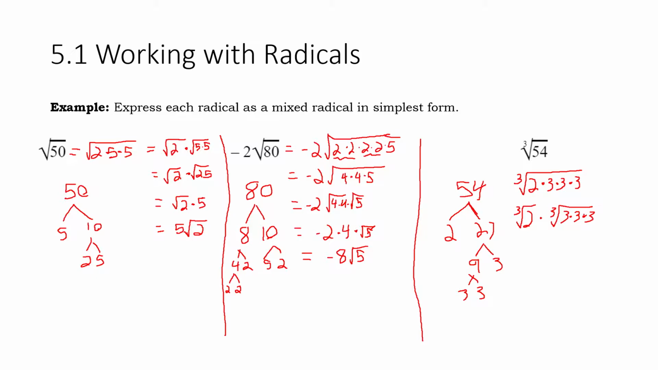So 27 is a perfect cube. 3 times 3 times 3 is 27. The third root of 27 is 3. So this turns into the third root of 2 times 3. And we'll combine them together just like we did over here, writing the coefficient first. So 3 times the third root of 2 is our final answer.